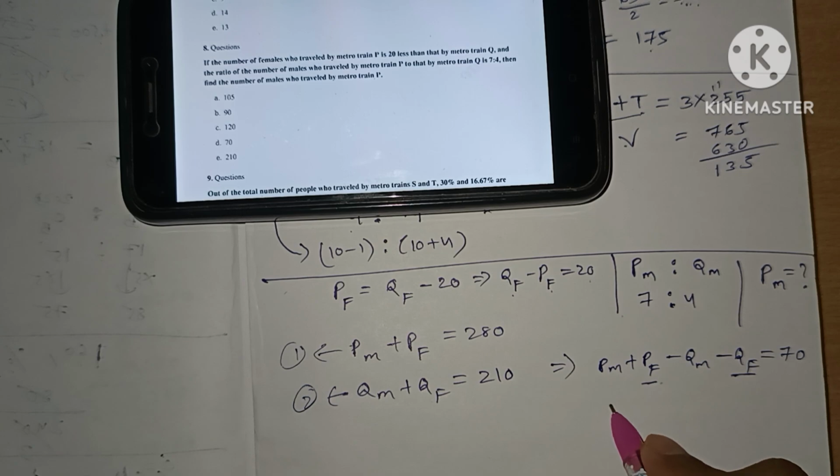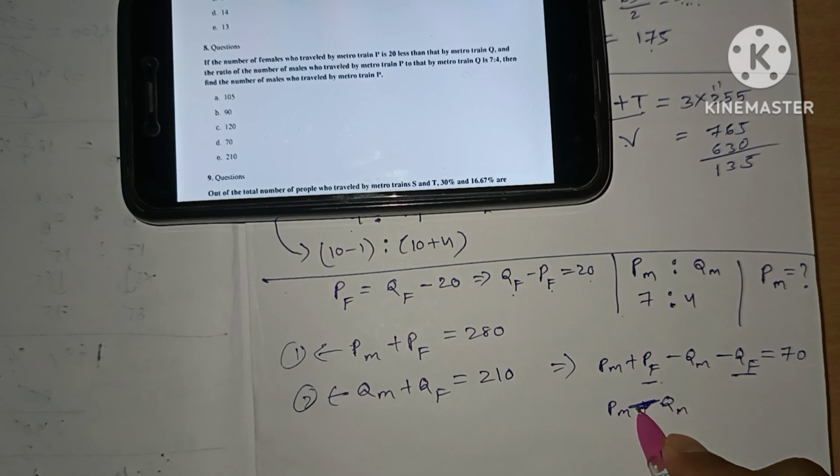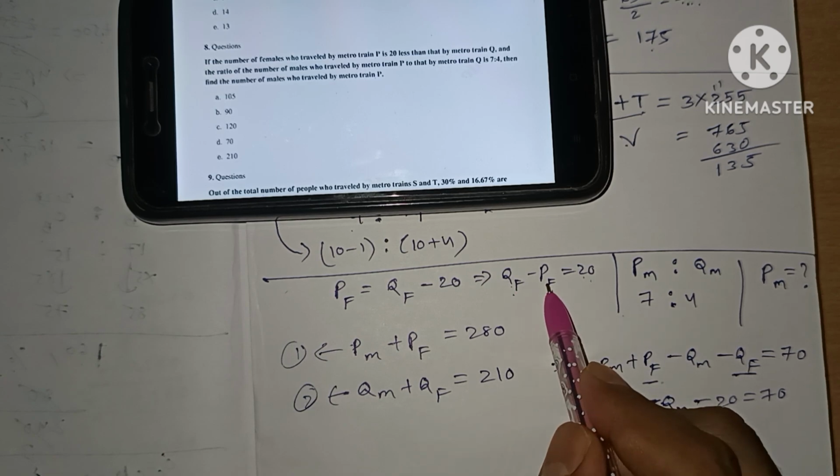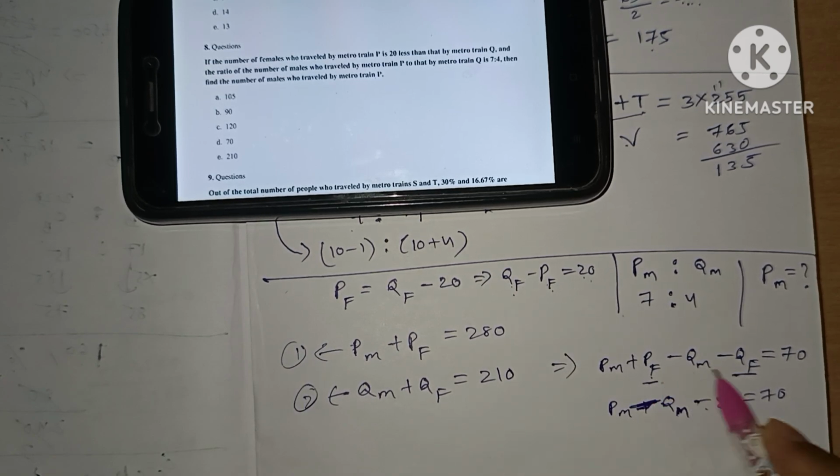So PM minus QM minus 20 equals 70. This is minus 20 because here we have QF minus PF, but here we have PF minus QF, so we got a minus 20.